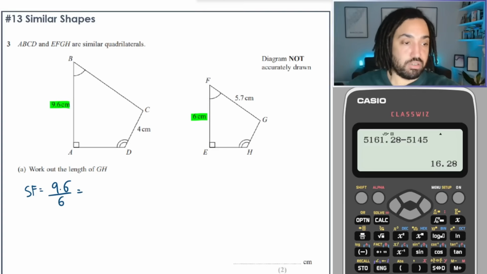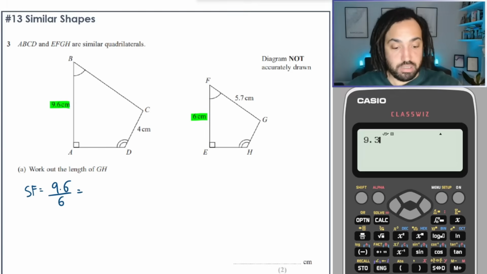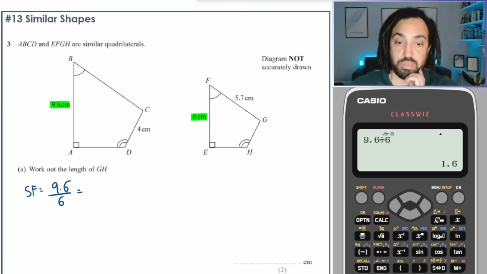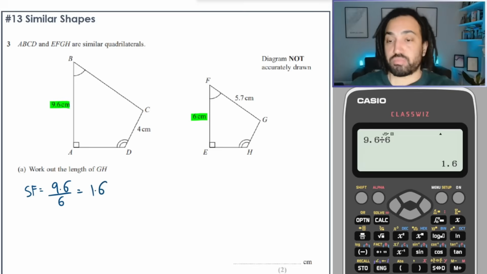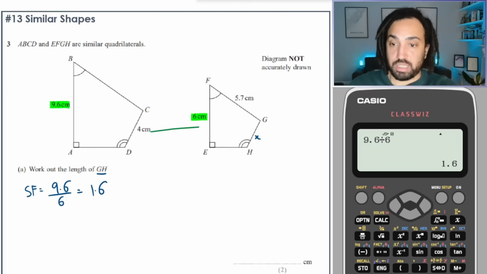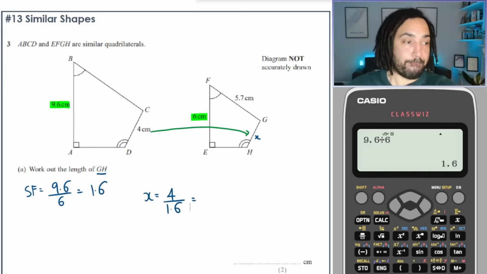And let's just get that on our calculator. So 9.6 divided by 6 gives me 8/5, which is 1.6. And we need to find GH. Where's GH? It's this one over here. So we're going to take the larger one and we're going to divide it by the scale factor to find X. So X will be 4/1.6, which is 2.5.